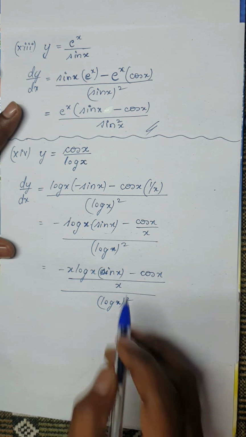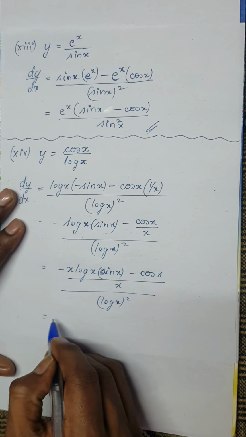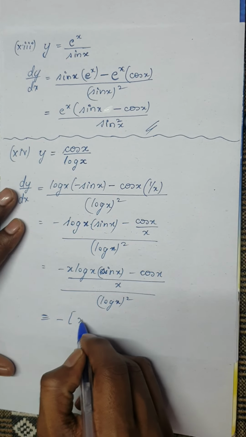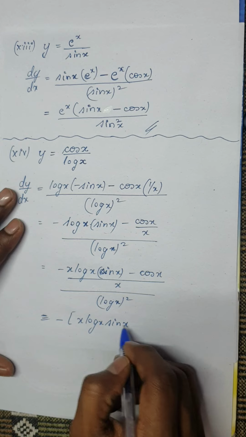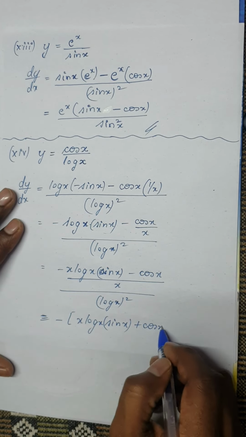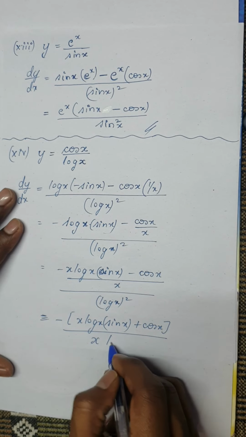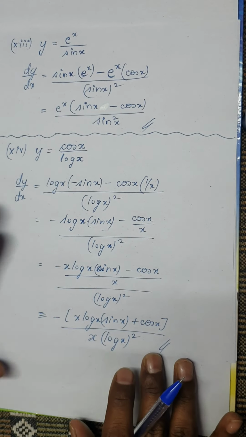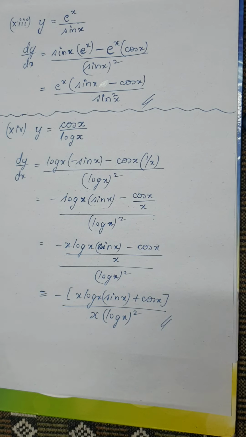We all know a by b divided by c will be a divided by bc. So this can be treated as, take minus common in both the terms. I just have x log x into sin x plus cos x, remember, because minus is taken outside, divided by x into log x whole square. So this is the derivative of the above given function.